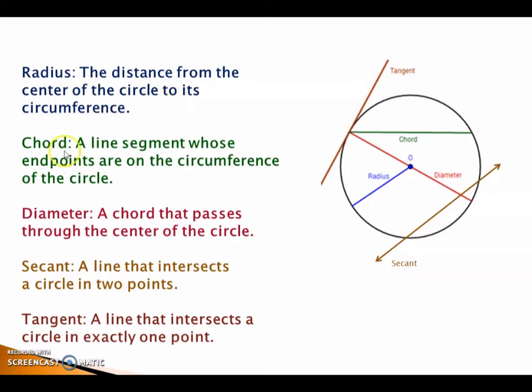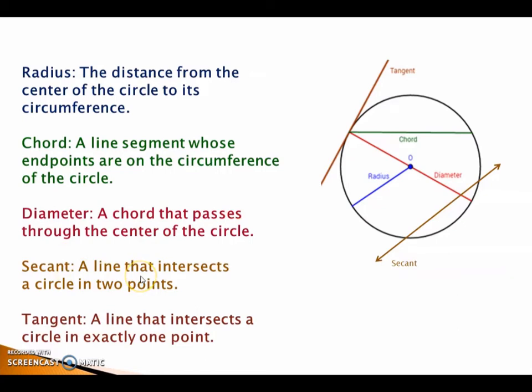Radius, we have already seen, is the distance from the center of the circle to its circumference. Chord is a line segment whose end points are on the circumference of the circle. So any line segment that joins two points which are on the circumference of the circle is known as a chord. So if you have one point over here, another point over here, and if you join those 2 points, that will give you a chord of the circle. Diameter is a chord that passes through the center of the circle. So a chord that passes through the center will be known as the diameter, and that is also the longest chord of the circle.